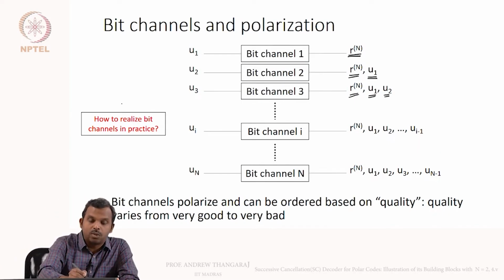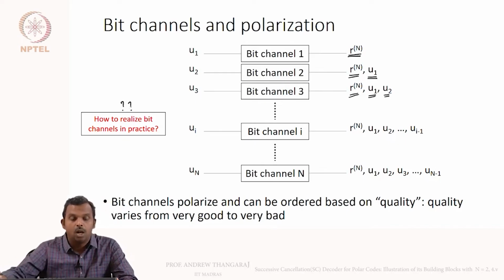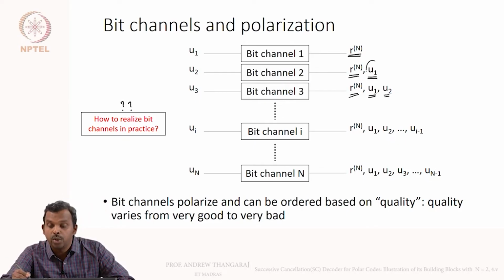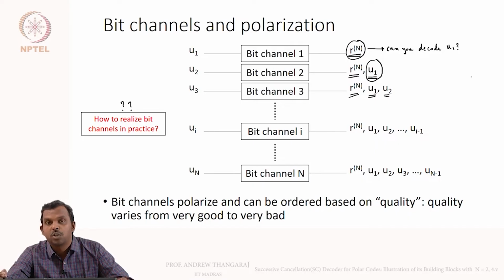Now the crucial question is what I have here: how to realize these bit channels in practice? How do you get u1 in practice? It's not too difficult to think about how you can come up with u1. You can't come up with the exact u1, that's obvious, but you can come up with an estimate for u1. Given Rn and given this first bit channel, can you estimate or decode u1? However possible, you decode.